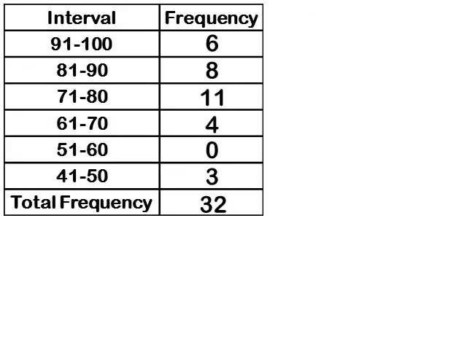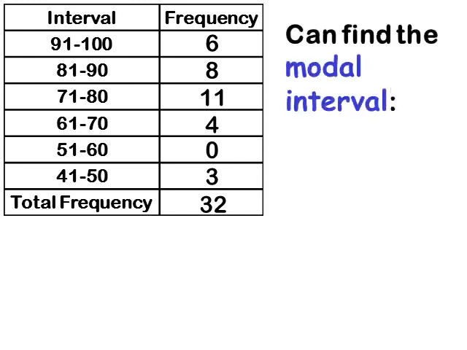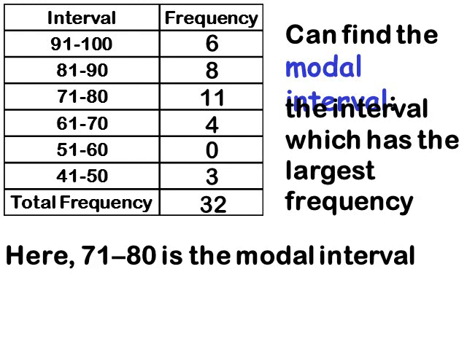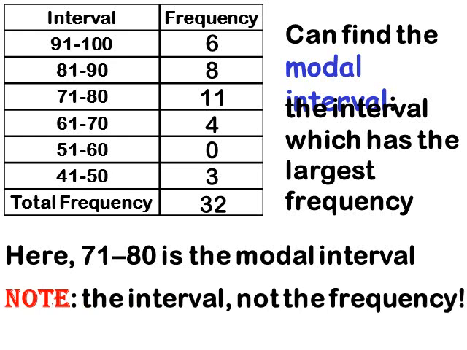If you are given intervals that are not one value but rather over an interval, you can find the modal interval, or the interval that appears most frequently. Frequency will signify that the largest value we have in our frequency table is 11. So 71 to 80 is going to be our modal interval. Note, the interval, not the frequency, is what you are being asked if you are asked for the modal interval.